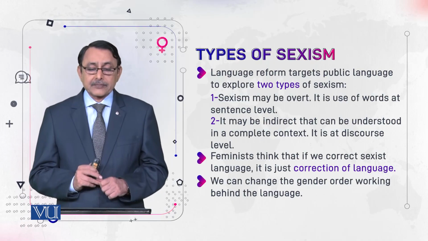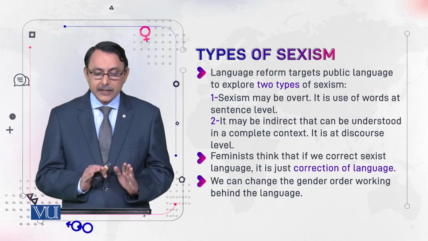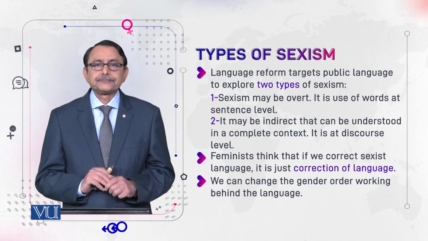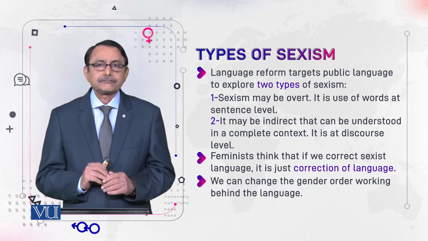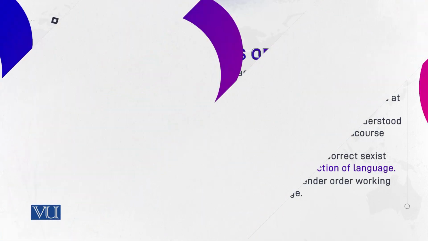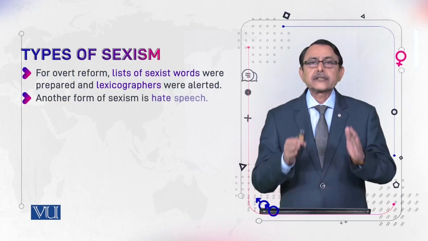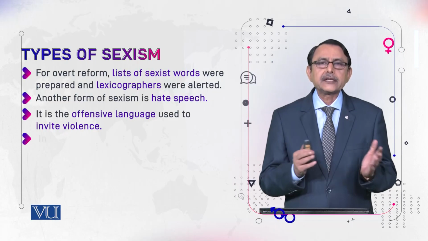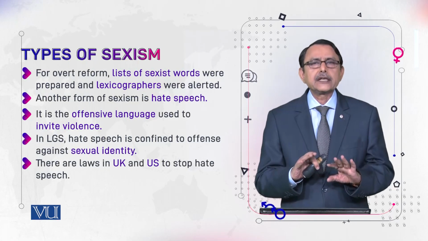Feminists think that if we correct sexist language, it is not just correction of language. We can change the gender order working behind the language. So if we correct sexist language, it is like correcting grammar, it is like correcting spelling mistakes. So it is like a language correction.